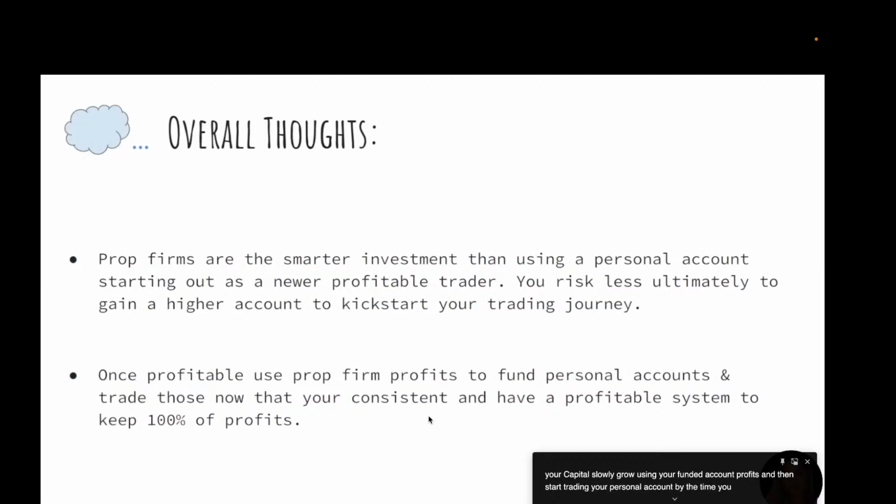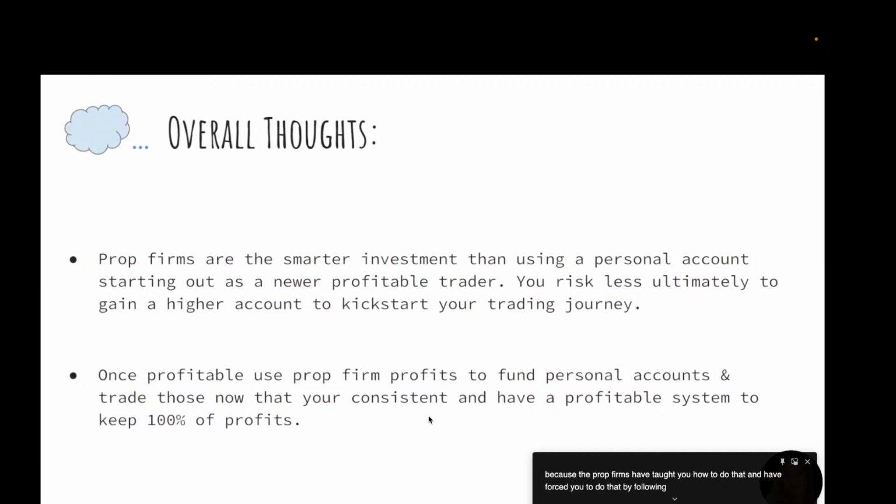By the time you are ready to do that, you most likely have been very consistent and you have a strategy, you have rules that you're following, you have a good risk management plan now. You have become a very good trader now because the prop firms have taught you how to do that and have forced you to do that by following their rules.